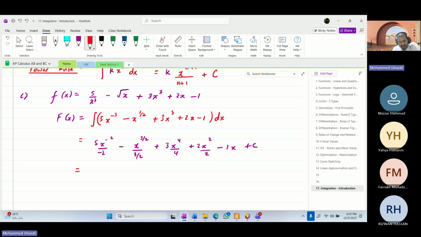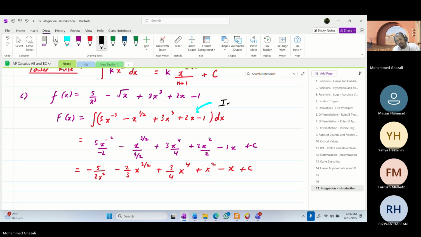So let's simplify this. This is negative 5 over 2, and the x to the power minus 2 goes down, x squared. This is 1 divided by 3 over 2, which is 2/3, x to the power 3 over 2. This is 3/4 x to the power 4, plus x squared minus x plus c. How do you know your answer is correct? You can differentiate this and you will get the inside of the integral, which is called the integrand. The entire thing is an integral and this is the integrand.